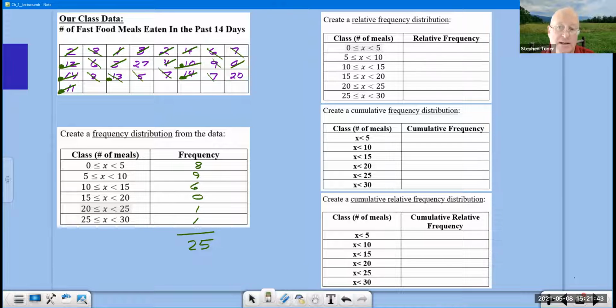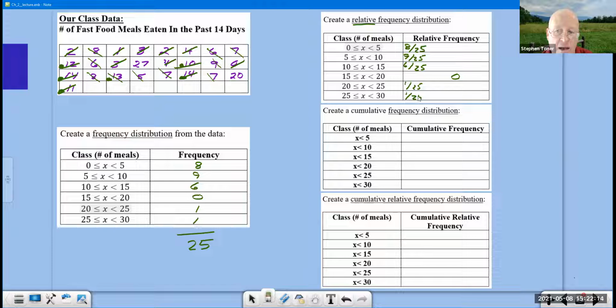Now, the relative frequencies says take these classes and turn them into a decimal. Anytime you see that word relative, you know we're dealing with a decimal. So I'm going to have 8 out of 25 as a fraction, followed by 9 out of 25, followed by 6 out of 25. We're going to have a 0 in this next category. Then we're going to have 1 over 25 and 1 over 25.